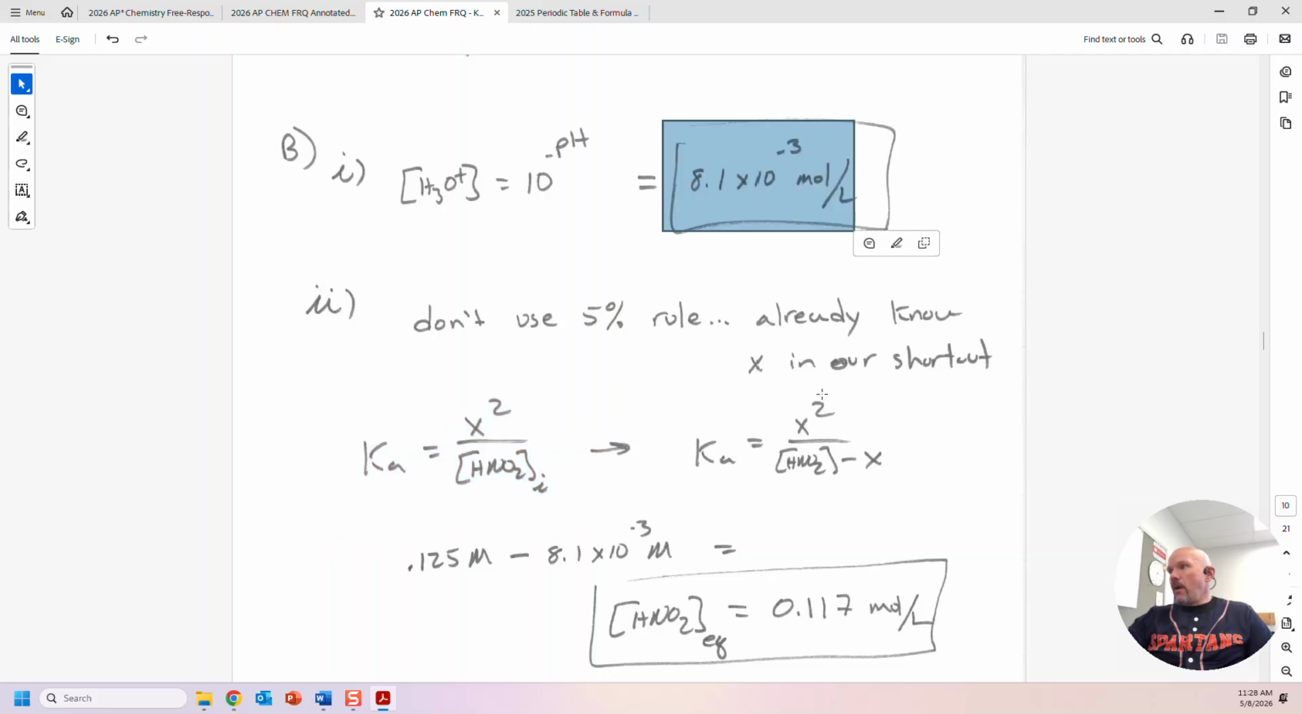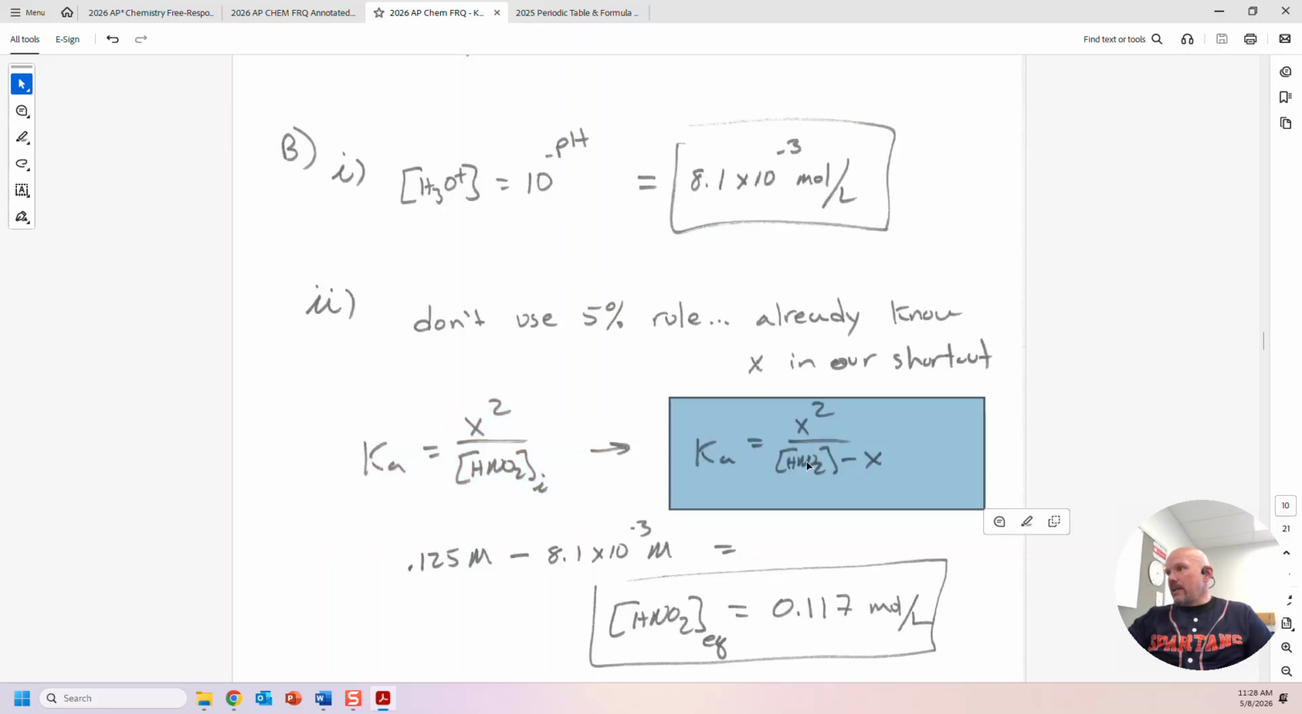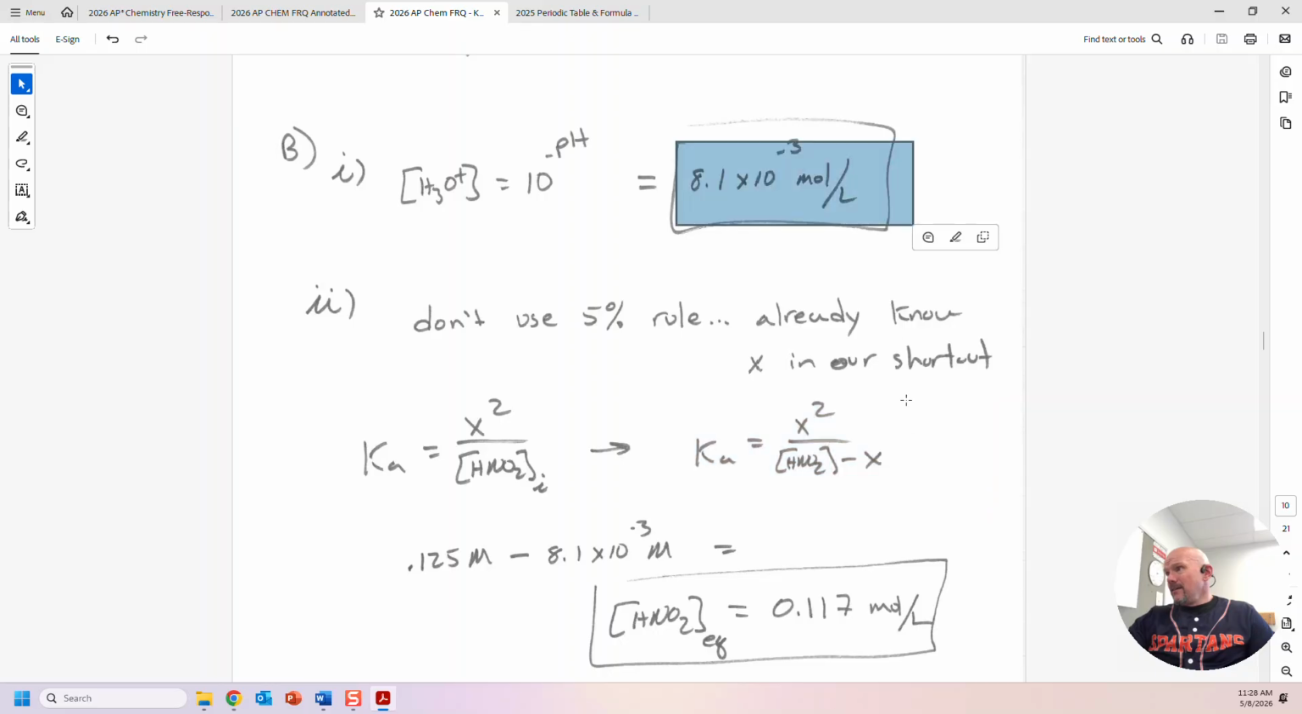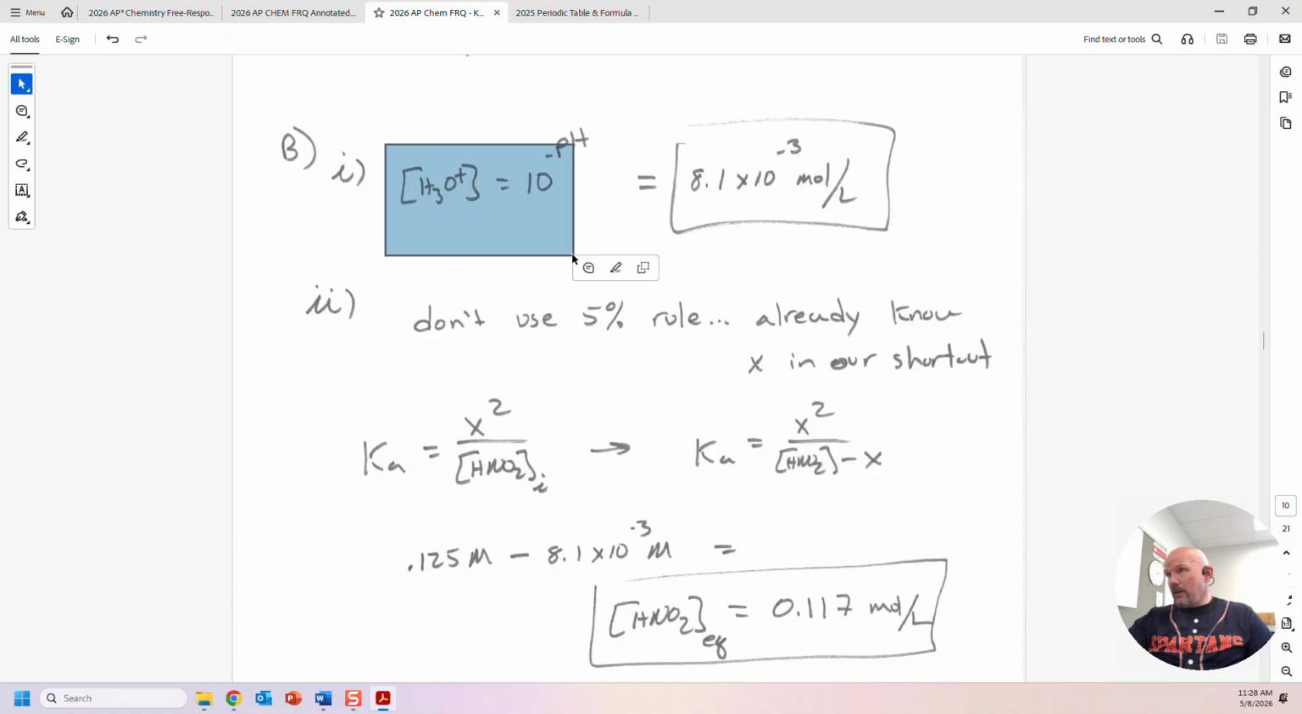So without the 5% rule, we're just going to take the initial concentration of the nitrous acid and subtract the molarity of H3O plus, which we calculated before, because that's what X represents. And that's what the true concentration is going to be at equilibrium, right? So we take the starting amount, subtract the amount that we lost, which is equal to the amount of hydronium that we have, because it's a 1-to-1 ratio, and we get our new molarity.